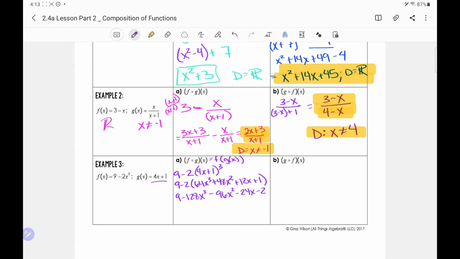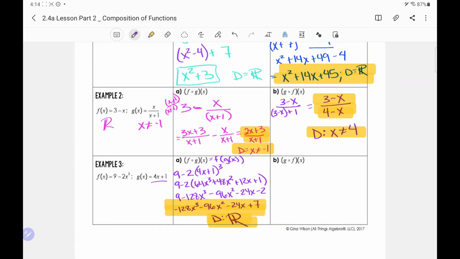We do have this 9 at the beginning and a negative 2 at the end, and so 9 minus 2 is 7. And so we can put our answer in standard form. Here's our final answer: negative 128x cubed minus 96x squared minus 24x plus 7. So that's our answer. And what do we know about polynomial functions and their domain? The domain is all real numbers. So in this one, we still have all real numbers.